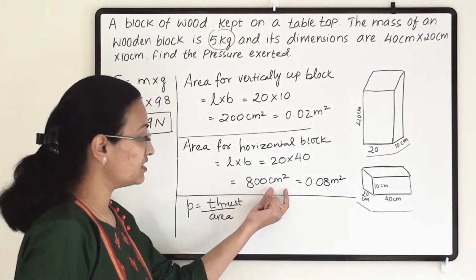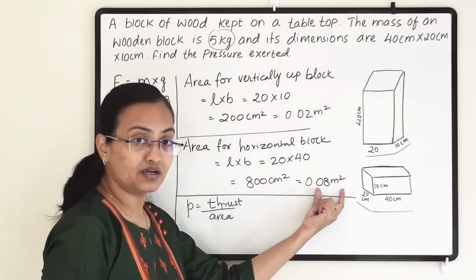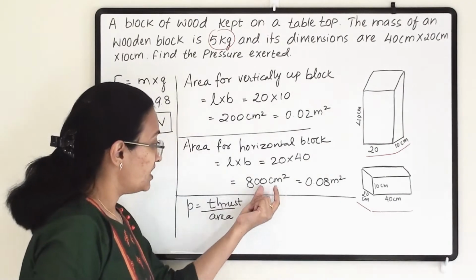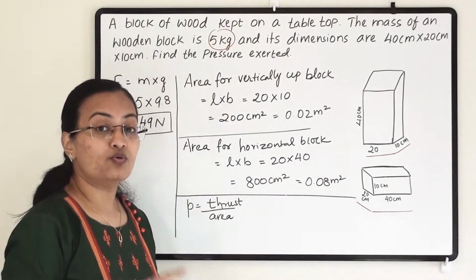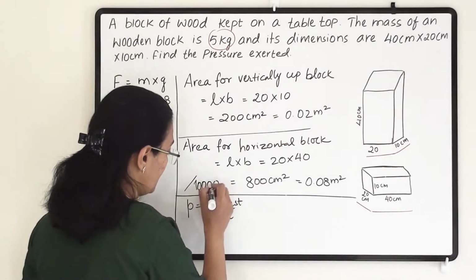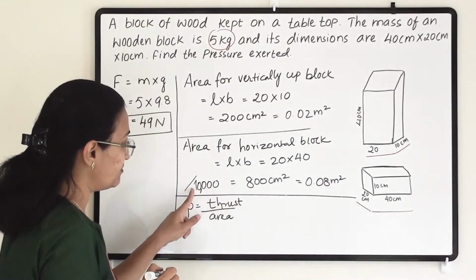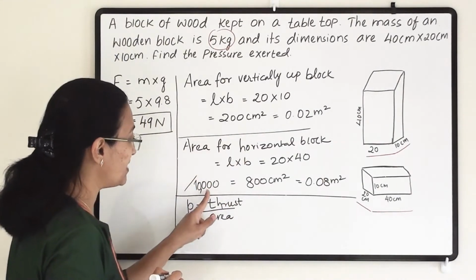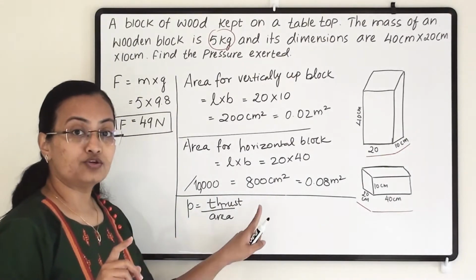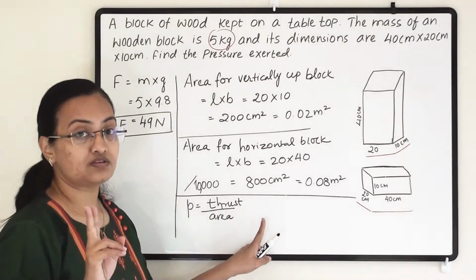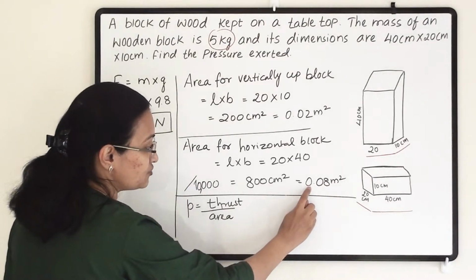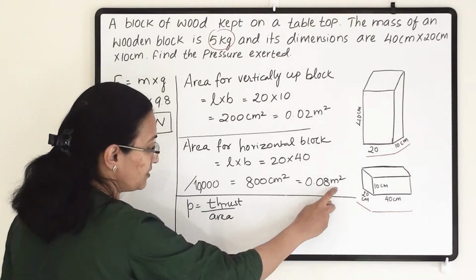Because centimeter is a small unit, while going towards the bigger unit we need to divide. We divide by 100, and since this is centimeter square, we divide by 100 two times, so here we divide by 10,000. So 800 divided by 10,000 and 200 divided by 10,000, because it is not alone centimeter, it is centimeter square. So we divide this number two times by 100 to convert into meter square. That's why it is 0.08 meter square.